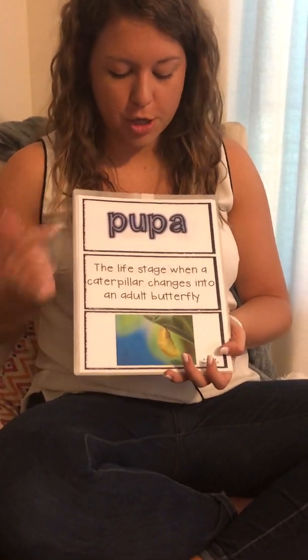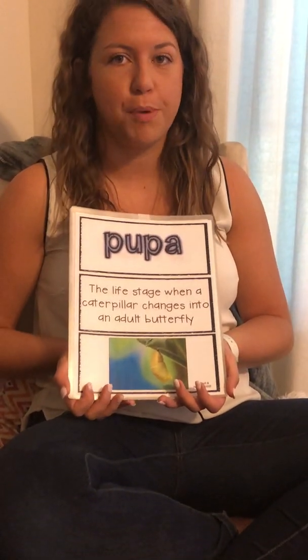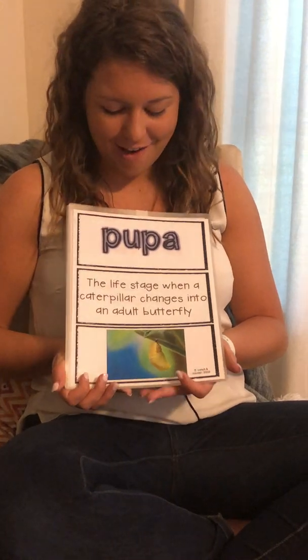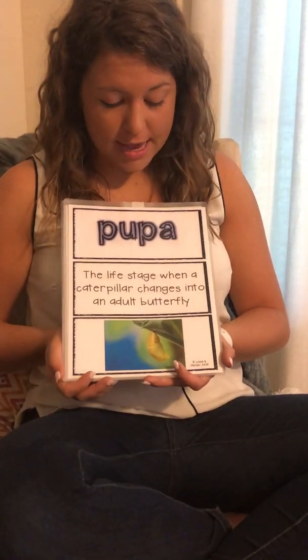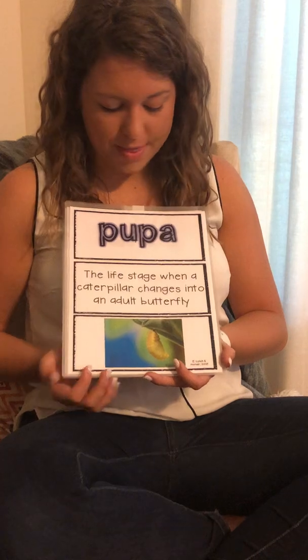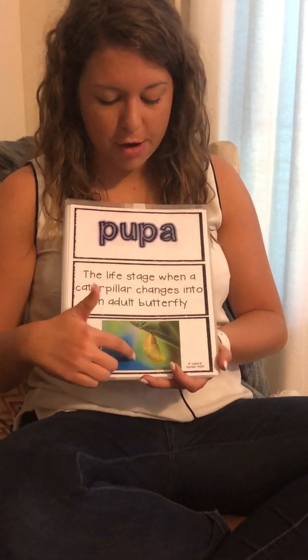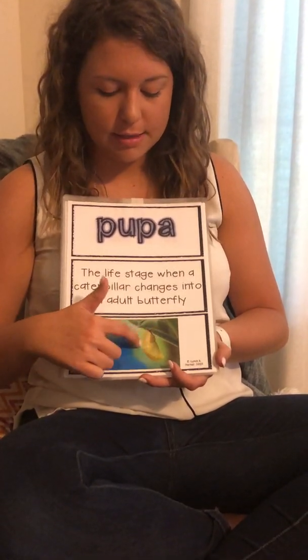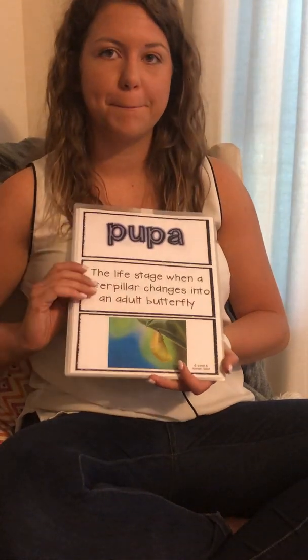This is the word pupa. Go ahead and say that word, pupa. Awesome. A pupa is the stage in the life cycle when the caterpillar changes into a butterfly. So whenever it's inside this little chrysalis, that's the pupa.